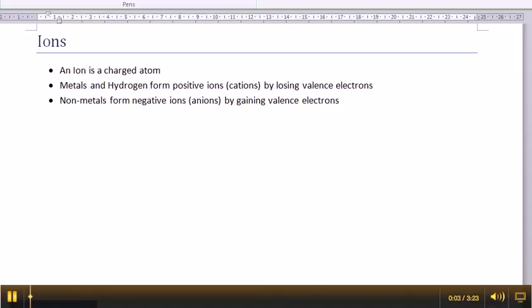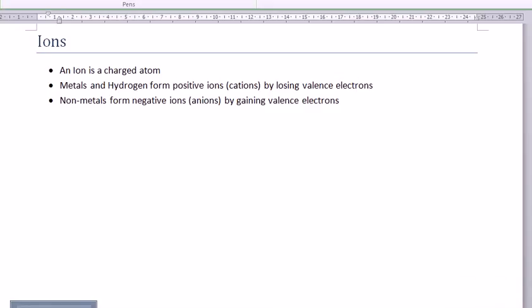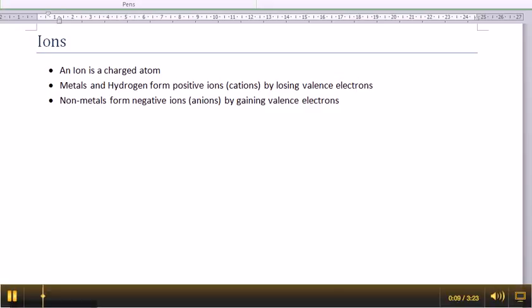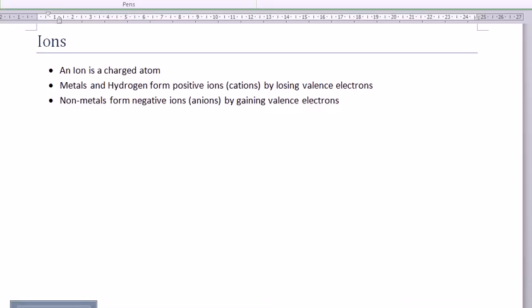Ions. An ion is defined as a charged atom. This means it has a positive or negative charge. Metals and hydrogen form positive ions, known as cations, by losing valence electrons. Valence electrons are those electrons found in the outer shell. Non-metals form negative ions, or anions, by gaining valence electrons.